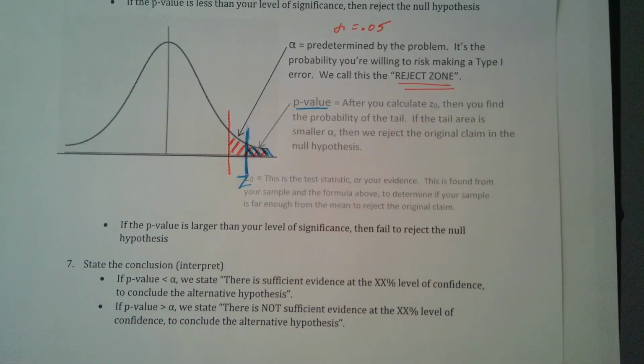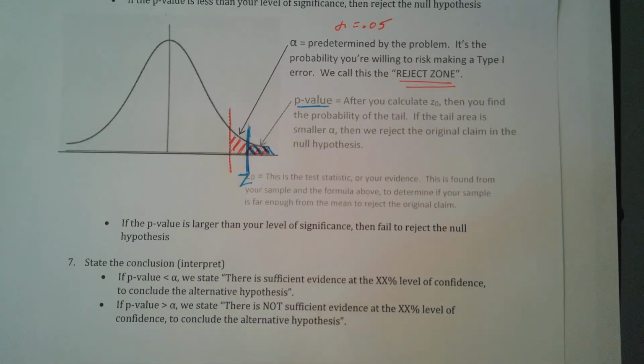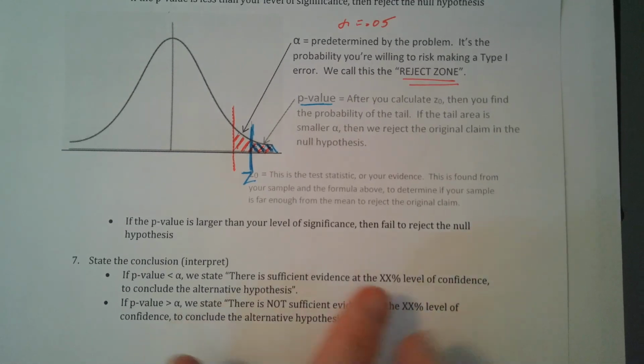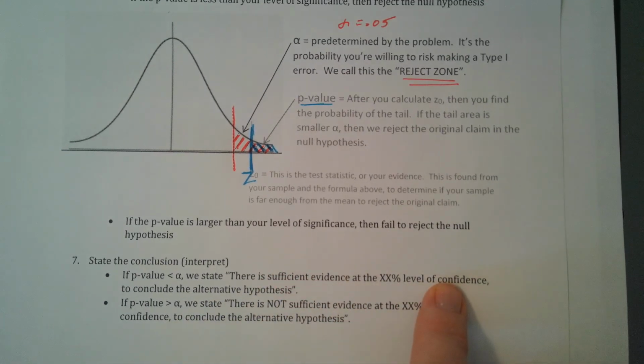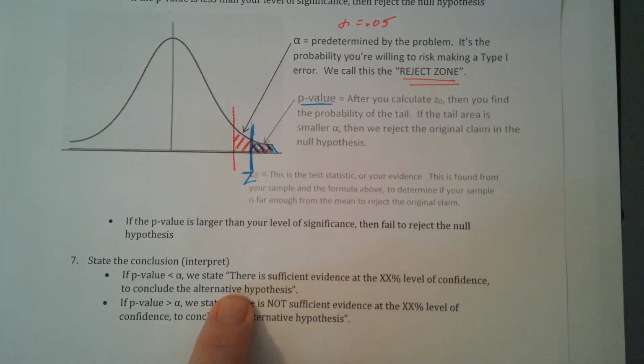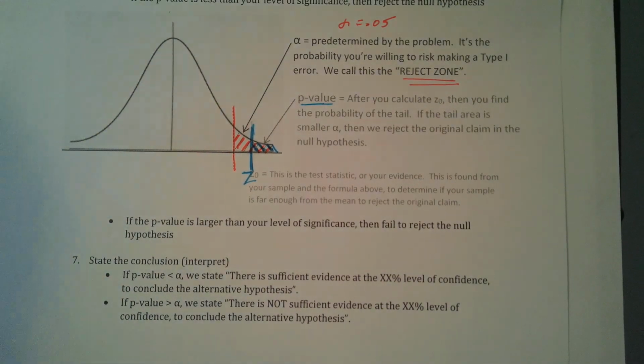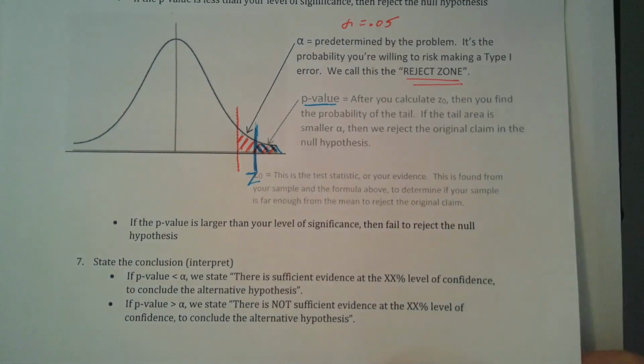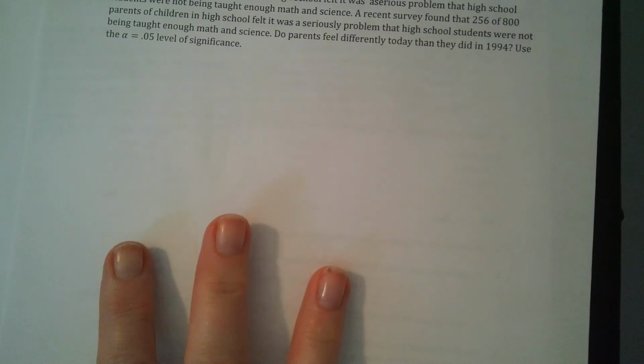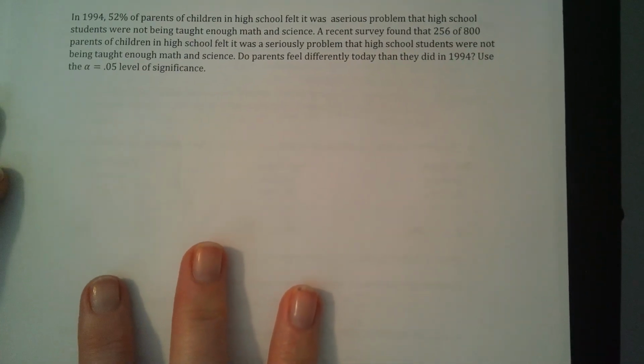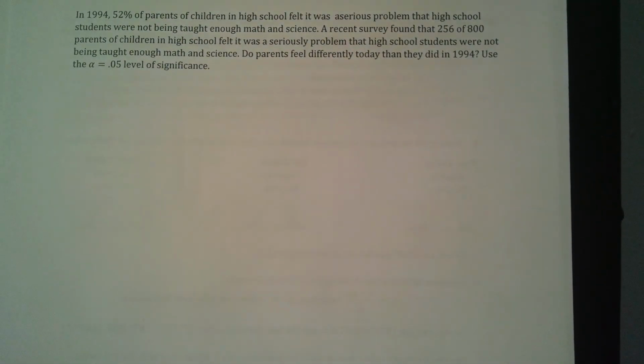And that's when we state the conclusion. Do we have sufficient evidence or do we not have sufficient evidence? And it talks about how to state that in a sentence here. We either have sufficient evidence at a % level of confidence to conclude whatever the alternate is, or we do not. So let's run through a full example of this and let's use all 7 steps. And as you get better at this, you'll learn how to shorten your steps, but it's best to do them all 7 until you get used to doing this.